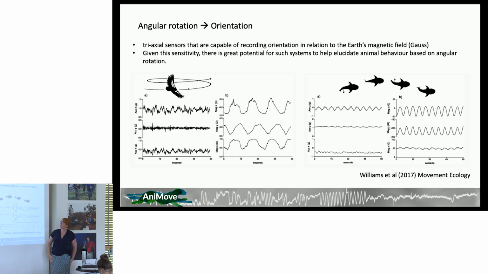And the same is true when it's attached to this whale shark, that the whale shark has some movement in its sway axis as it's moving its tail, but the translocation is happening across axes.